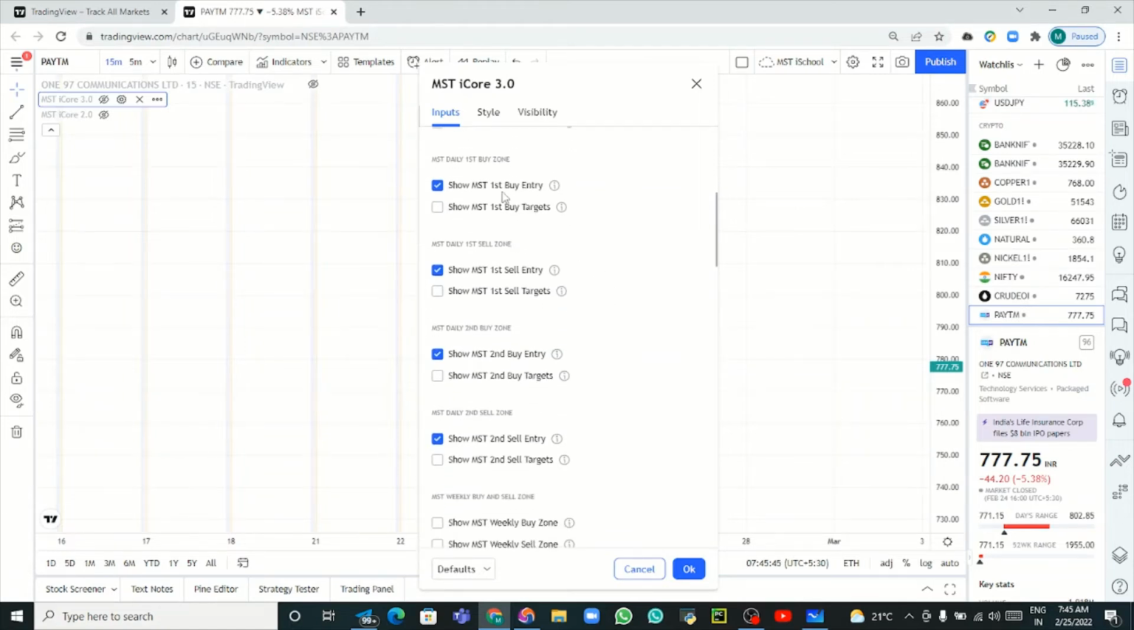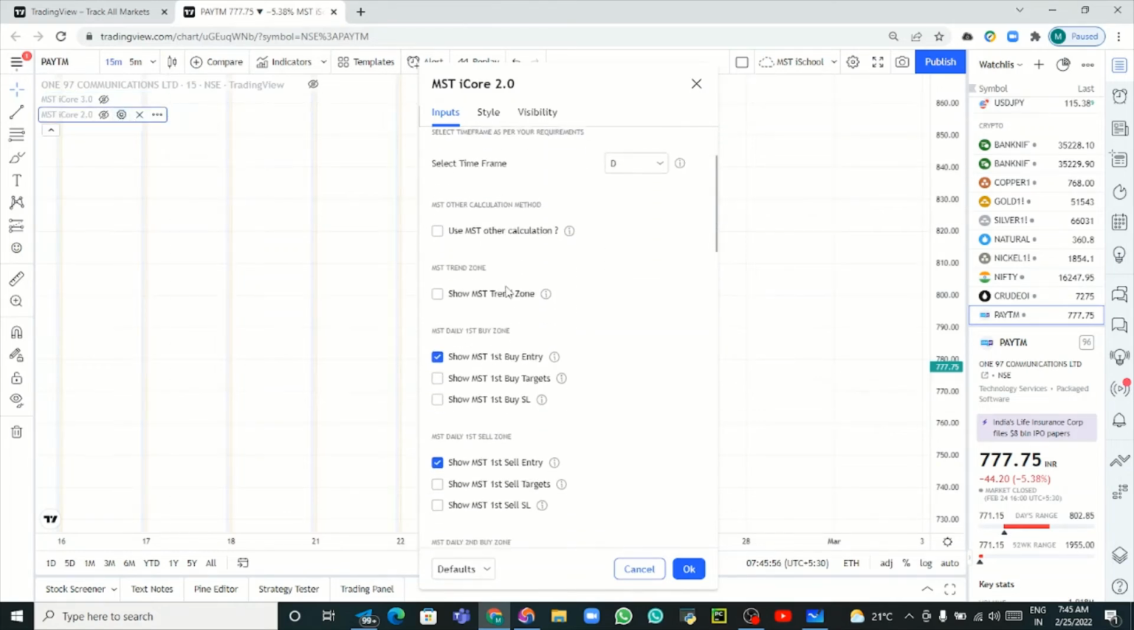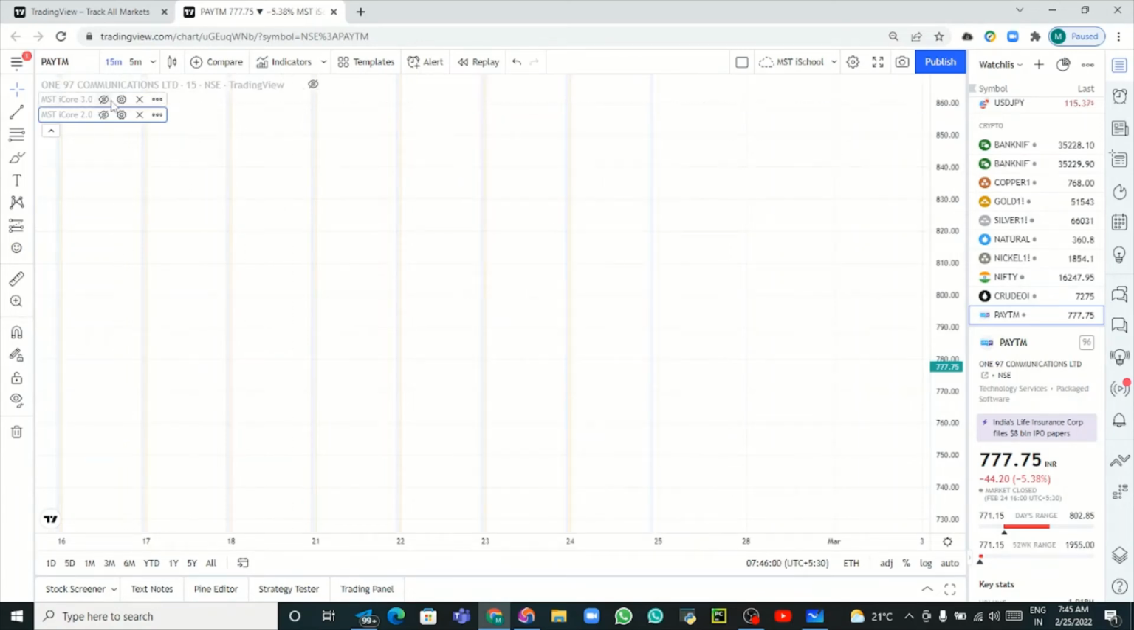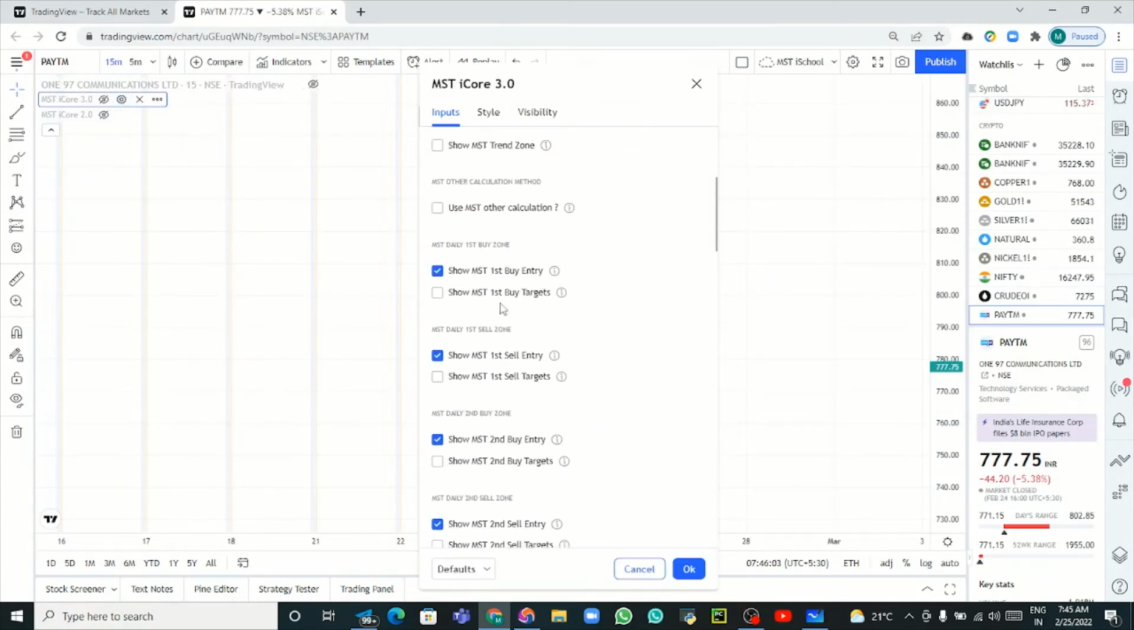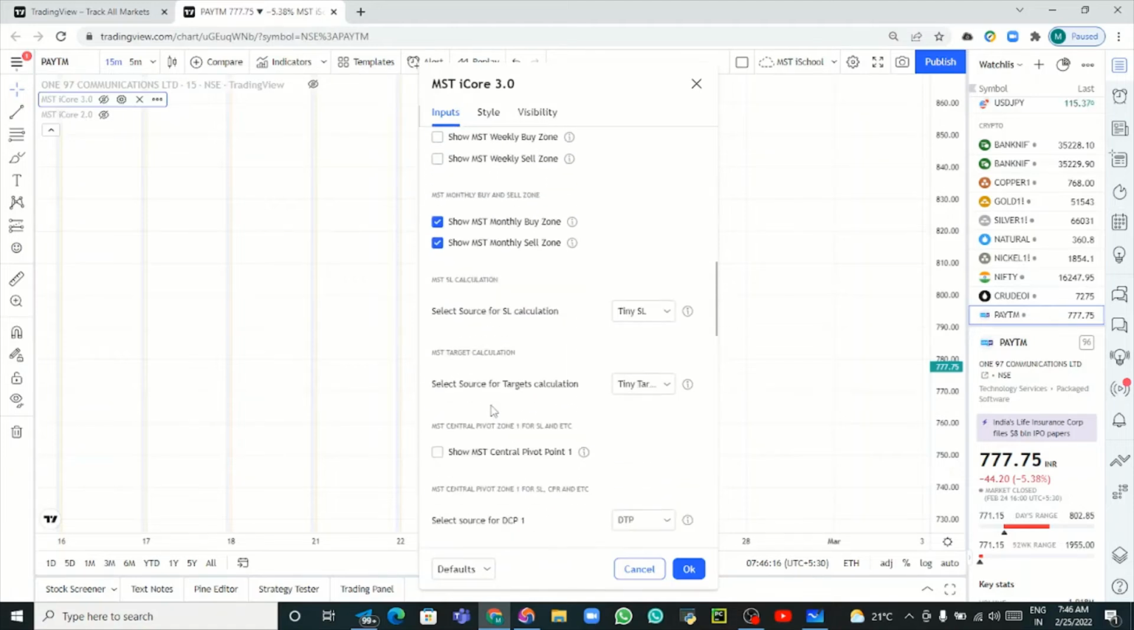Here, if you see, there is first buy and first buy targets, and there is no SL here. If we see MST 2.0, there is a separate SL. Okay. Why have we not given a separate SL? Because we know the first buy SL will be the second SL, and the second SL will be the first buy. And the first SL will be the second buy, and the first buy SL will be the second SL. Very simple. That is why we have not given it.